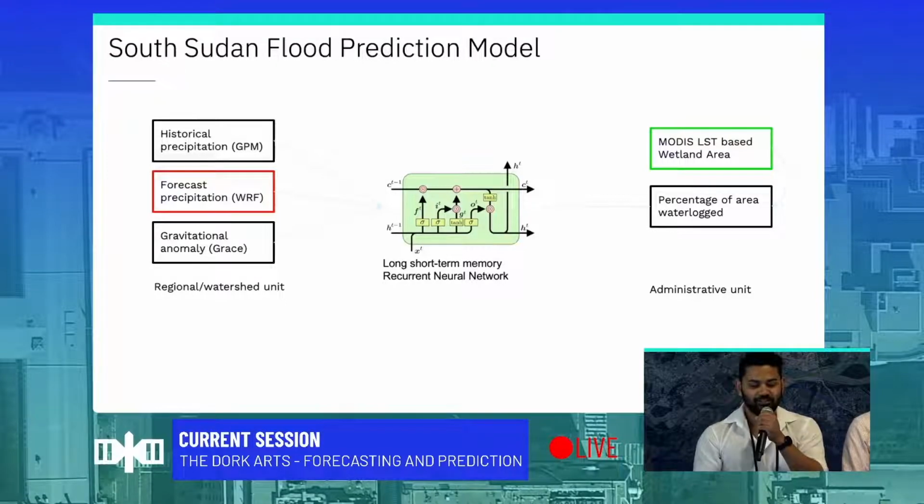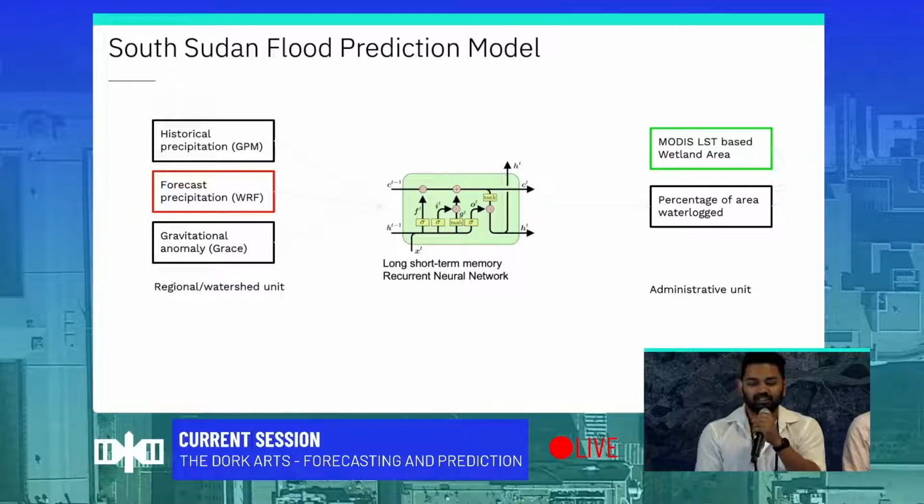So then we started to use gravitational anomalies from GRACE, which none of us had used ever before. So it was a huge challenge. And we put it into an LSTM. And now the question is, how do you train the model? Okay, the country is completely flooded, or completely cloudy. So you can't have human annotators.